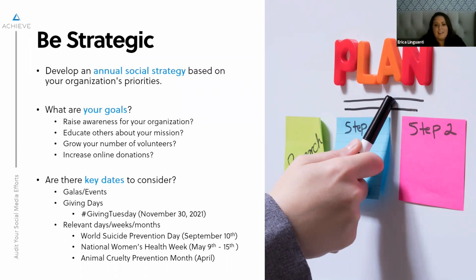Also look at days, weeks, or months of awareness that might be relevant to you. National Women's Health Week is in May. Animal cruelty prevention is in April. World Suicide Prevention is coming up in September. Depending on what your organization does and what your mission is, you may want to bake that into your higher level marketing strategies as well.